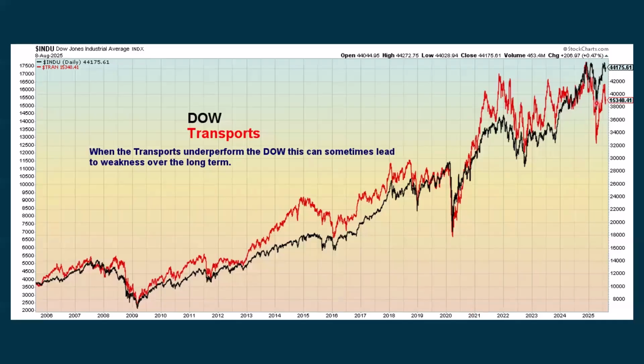Then the black line is the Dow, the red line are the transports. Transports didn't have a very good week. They've been really going down.